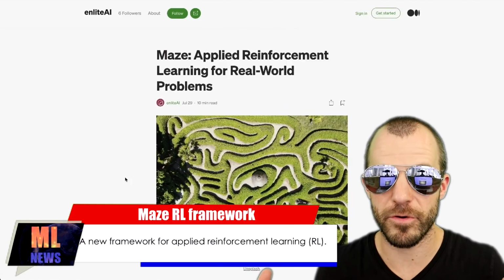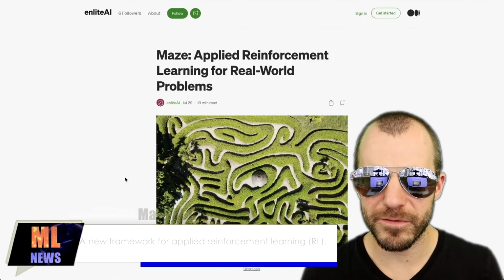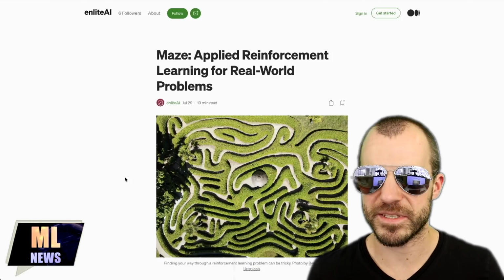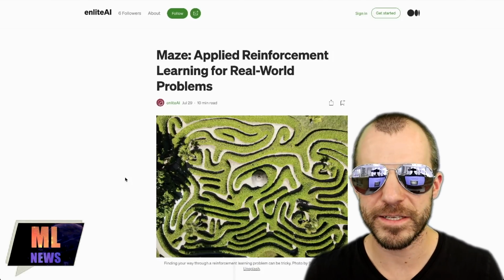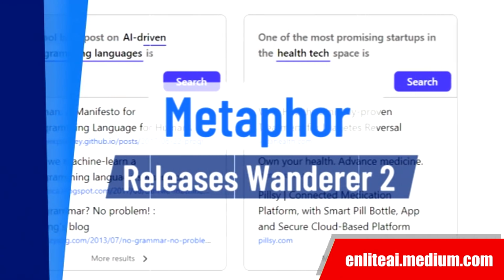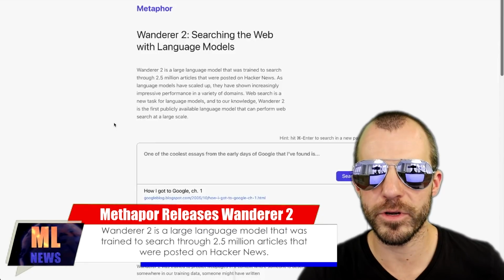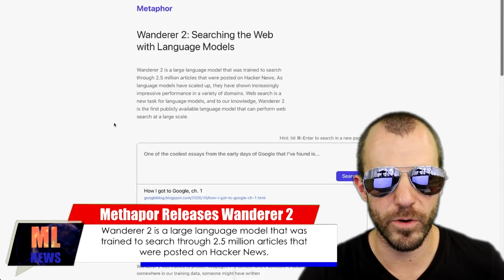It is yet another RL framework, but RL frameworks are kind of like, there are many of them, and most of them have something wrong and something right. And if you haven't found any yet that fit you, maybe give this one a try. And lastly, Metaphor releases Wanderer 2, a large language model that was trained to search through 2.5 million articles that were posted on Hacker News. And yes, Hacker News has a notoriously crappy search function, so thank you.